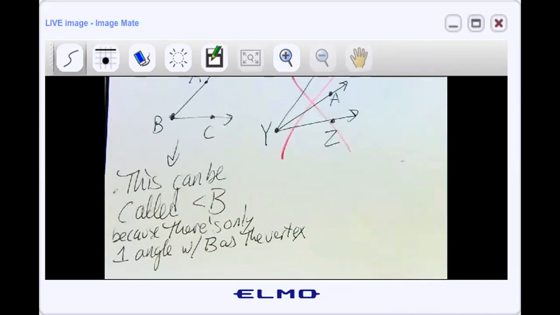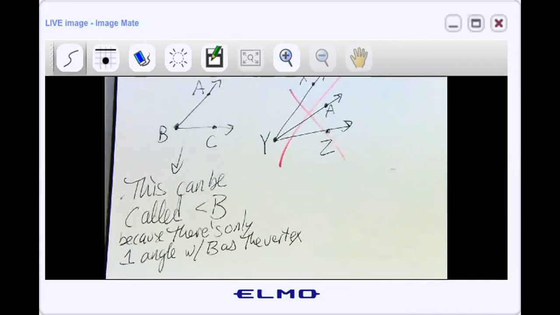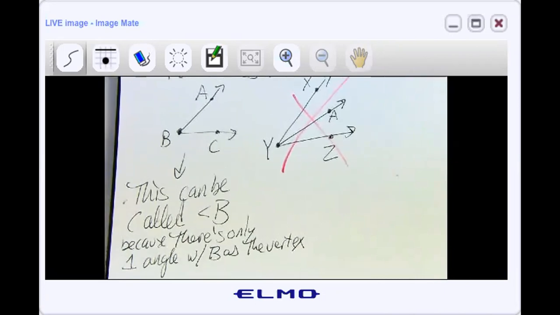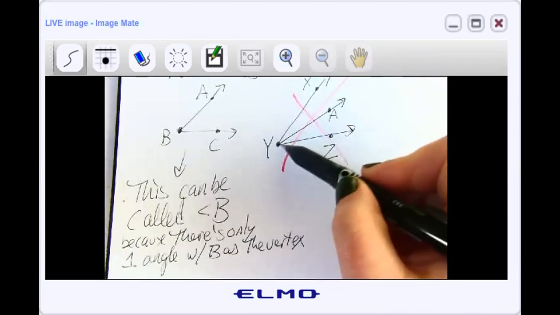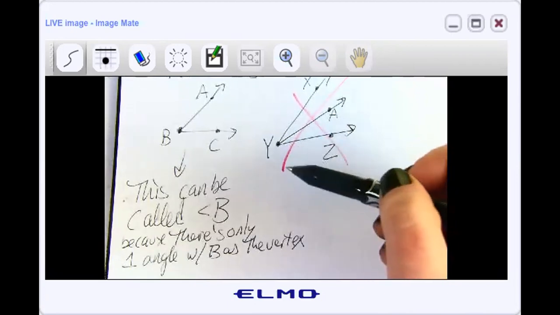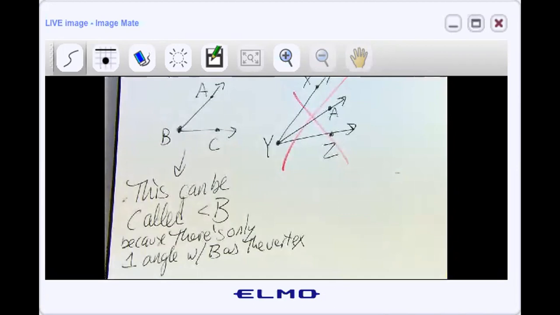However, on my right-hand side, you could not get away with calling this angle Y, because first of all, what angle are you even talking about? Is it the whole big angle? Is it this small angle here? Is it this small angle here? I don't know what you mean. That's why you can't use this method on one like that.